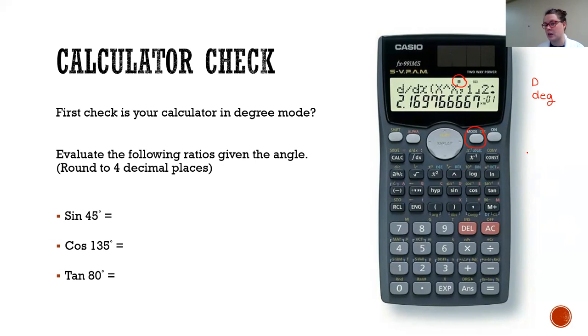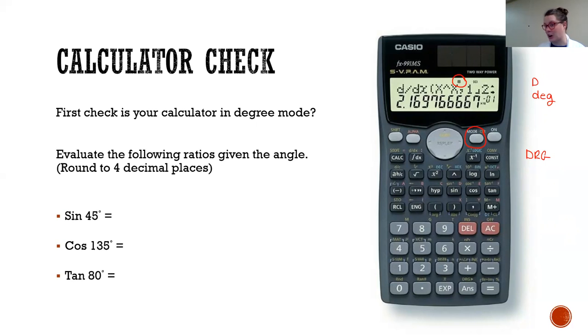Some calculators have a button that's DRG. If you have that on your calculator, you'll want to press that until your calculator shows D or degree for degree mode. If you're not in degree mode, your answers are all going to be incorrect. SOHCAHTOA only works if we're in degree mode.